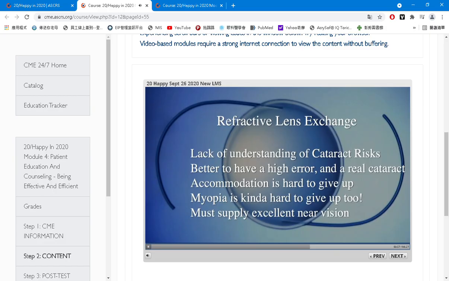You've at least got to give me excellent near vision. And you've got to give me excellent distance vision too. And I've also got to have good intermediate vision, because that's where so much of my life is: cell phone, laptops, dashboard, and so on.